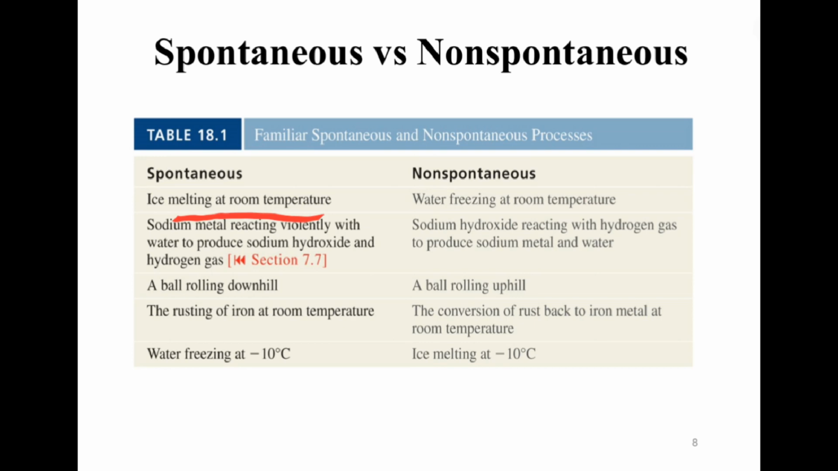So this also goes without needing any external energy or intervention. The rusting of iron at room temperature. So iron rusts at room temperature, and this is an example of a spontaneous process. Water freezing at -10 degrees Celsius. So this is also another example of a spontaneous reaction. Non-spontaneous: water freezing at room temperature.